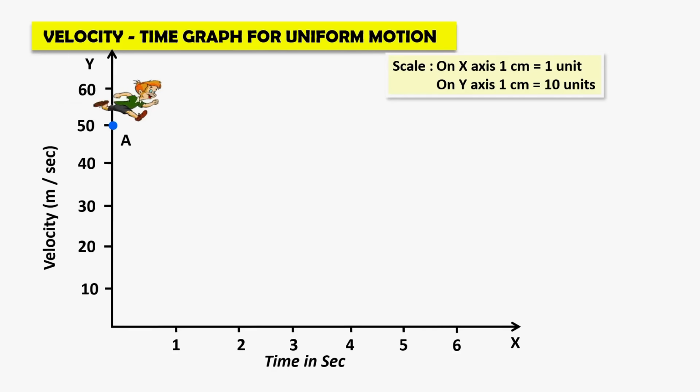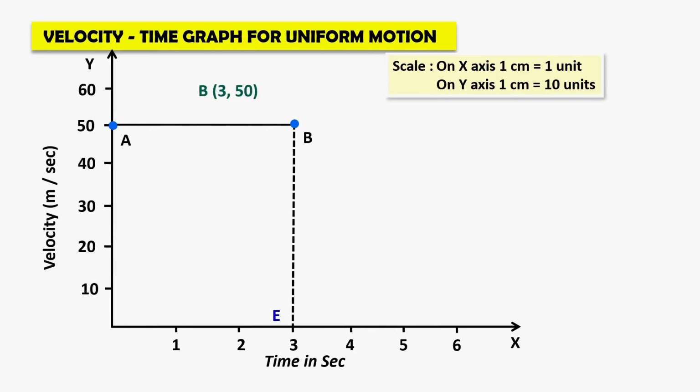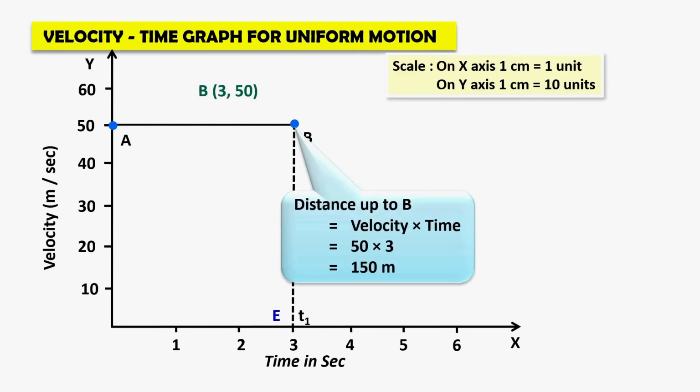The graph shows a horizontal straight line. This means the velocity of the object is constant throughout the motion. Since the velocity does not change with time, the object is said to be moving with uniform motion. Reading a point on the graph. Now, consider point B on the graph. At point B, the time is 3 seconds and the velocity is 50 meters per second. This tells us that the object moves with a velocity of 50 meters per second for 3 seconds.